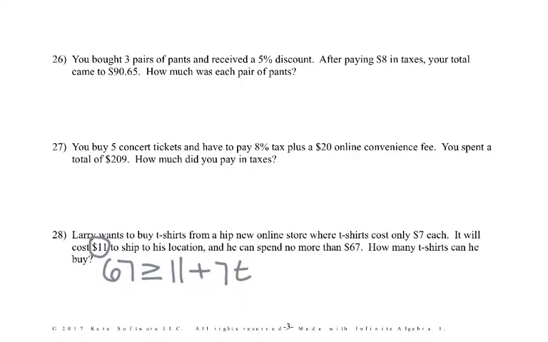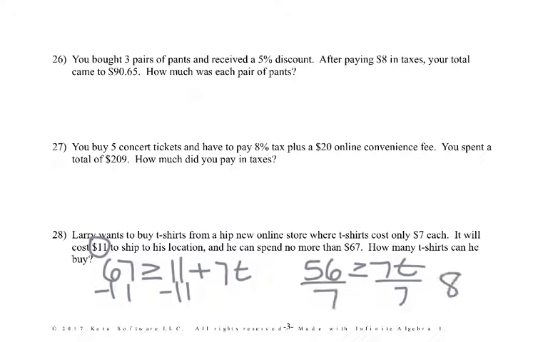So $11 shipping, that's for everything he ships, so that won't change. Plus the $7 per t-shirt, which will change, so we'll call it t for t-shirt. So there's my inequality. I subtract by 11, so that gives me 56 is greater than or equal to 7t. Divide by 7, we get 8 is greater than or equal to t, which means he can buy up to 8 shirts or less, depending on if he wants to use all his money.